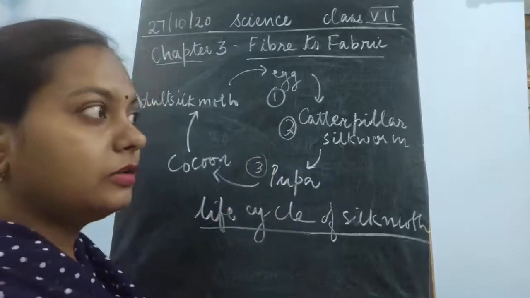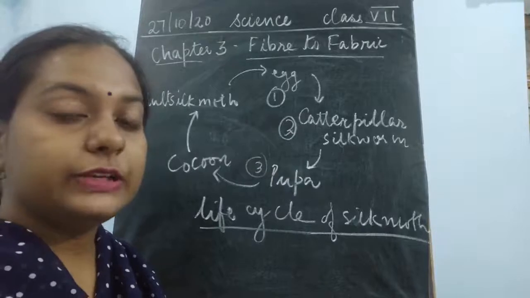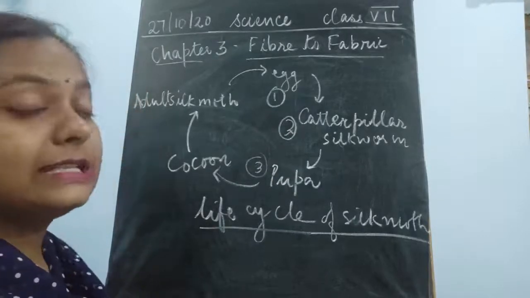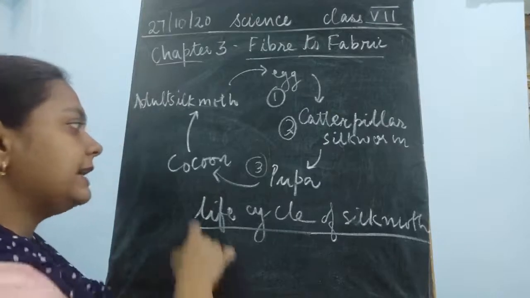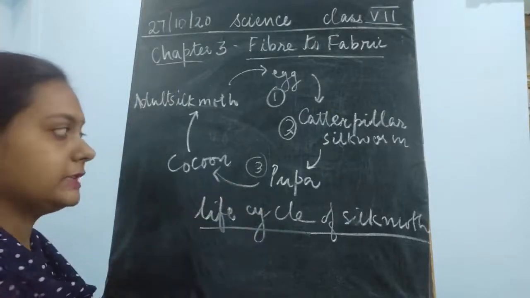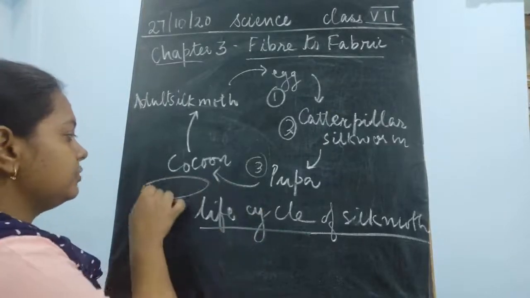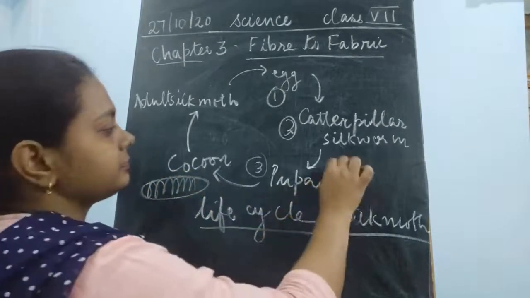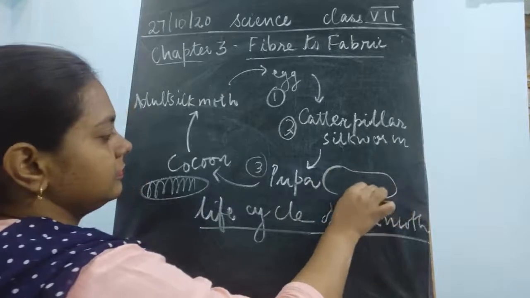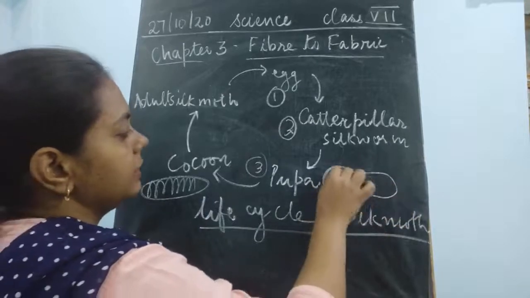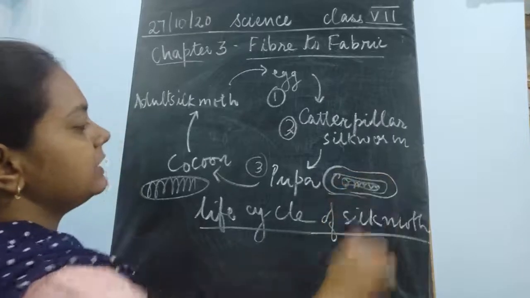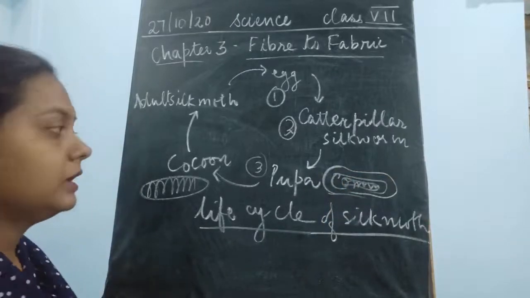Now they are not going to move anymore, and they are not going to eat anymore. They sleep and take rest inside their home, where further development takes place. This home is called the cocoon. Inside this cocoon the caterpillar is present, and it is going to develop further.